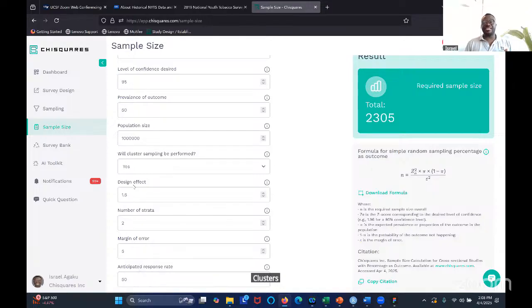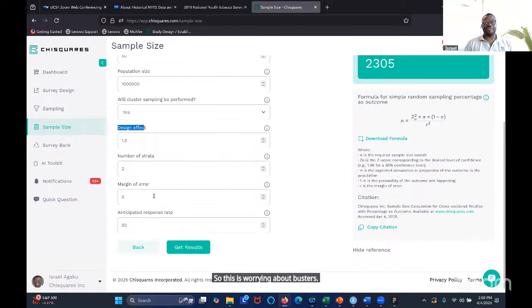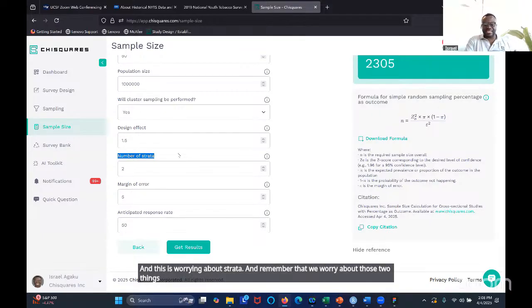Those two things are always at the top of our mind. So this is worrying about clusters. Design effect worries about the clusters here. And this is worrying about strata. And remember that we worry about those two things in the context of NCHS guidelines.